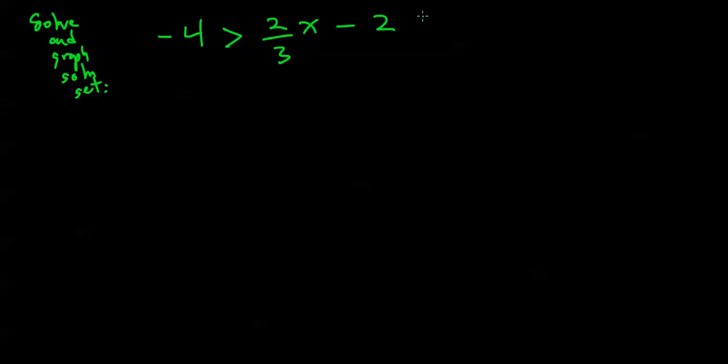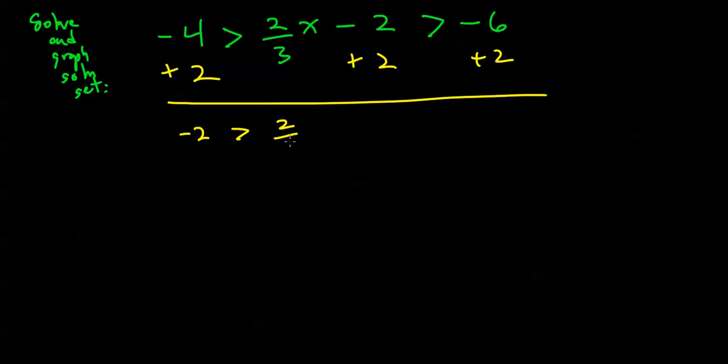Solve and graph solution set. Minus 4 is greater than 2/3 x minus 2, which is in turn greater than minus 6. So really, we're solving two inequalities at once. I would probably add 2 to all sides of this inequality before I do anything else. So I end up with minus 2 is greater than 2/3 x, which is in turn greater than minus 4. Alright?